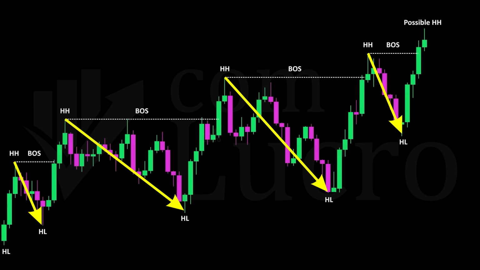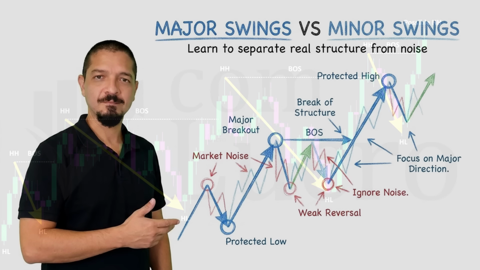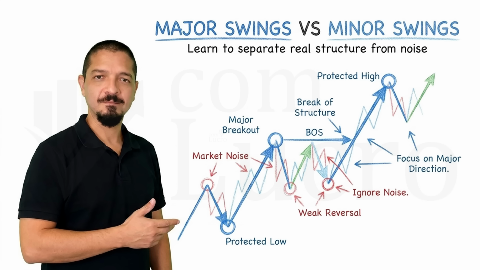Always remember that many of these smaller reversals are temporary and often exist only to trigger stop losses or gather liquidity for retail traders before the main move continues. Now we arrive at the third core principle, which is understanding the difference between major swings and minor swings within market structure. When does a swing high or swing low truly carry importance? And when should it be considered weak within an uptrend?